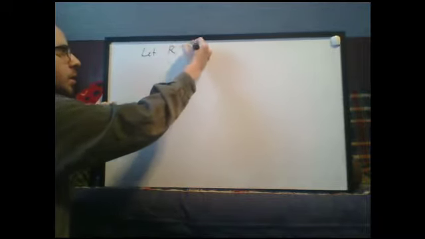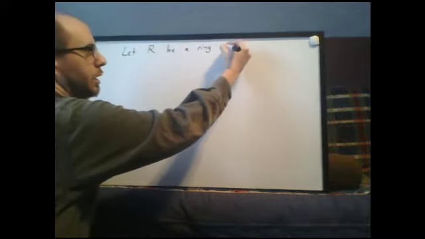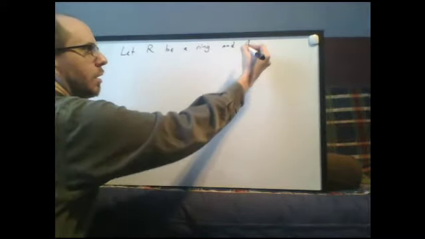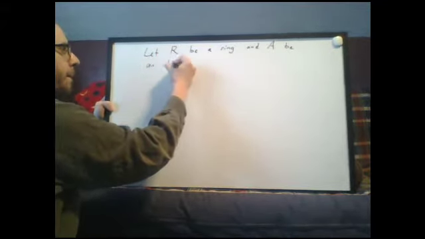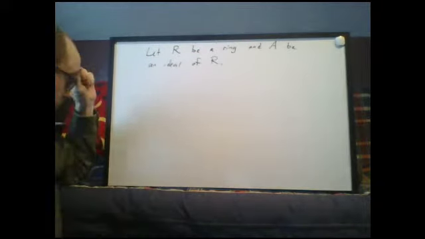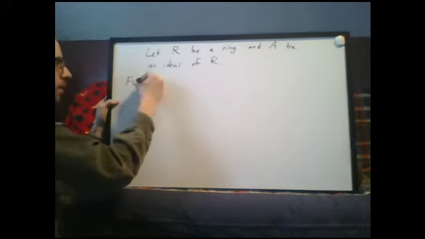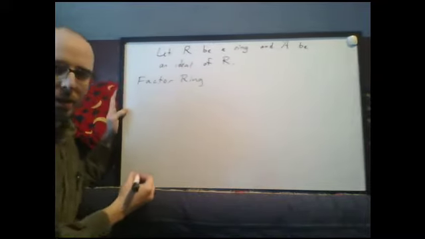Okay, we're back for the next part of chapter 14, factor rings. Okay, so let R be a ring and A be an ideal. Then the factor ring definition.